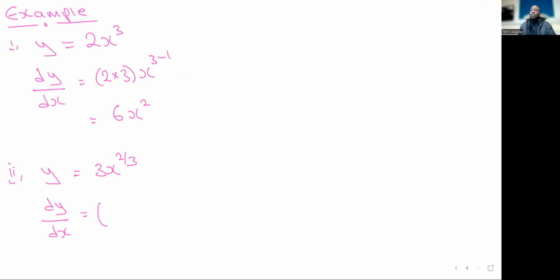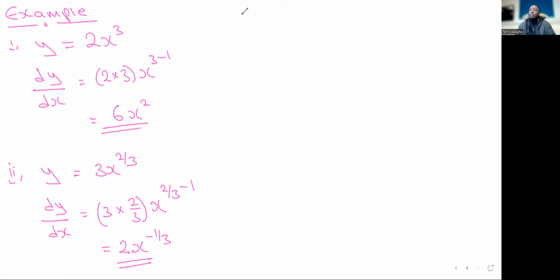Is that okay? So the same thing, we're going to have 3 multiplied by what? 2 over 3. Then x will now become 2 over 3 minus what? 1. Are you seeing it? So it'll be 3 multiplied by 2 over 3 and x to the power 2 over 3 minus 1. Now we multiply, and 3 multiplied by 2 over 3 will give you 2x. 2 over 3 minus 1 will give you minus what? 1 over 3. And that will be the answer for this.